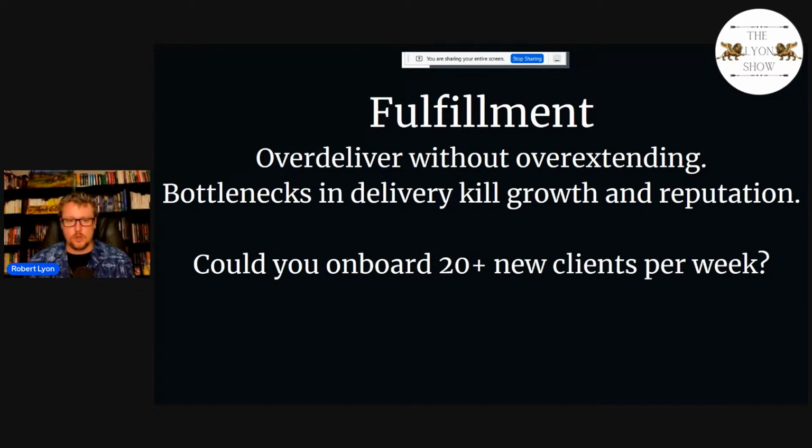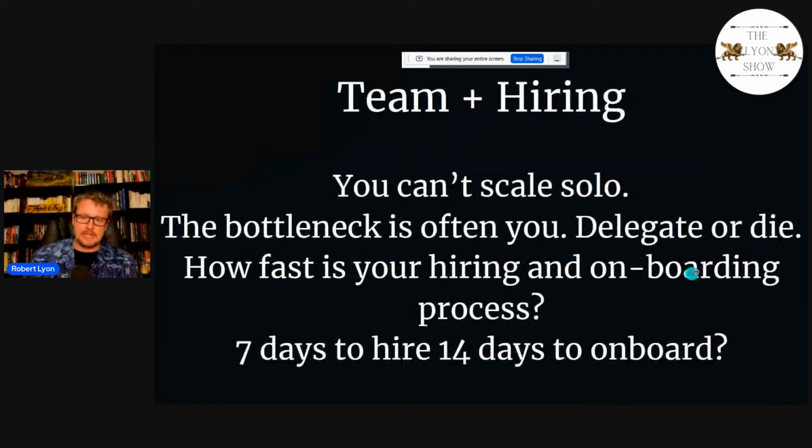There's no more new money coming into the company, and you still have to pay for everything. So you don't want this to happen. Just make sure you're keeping that on track. If that does become your bottleneck, then you need to get to the next step, which is your team and hiring. Okay. You can't scale solo.